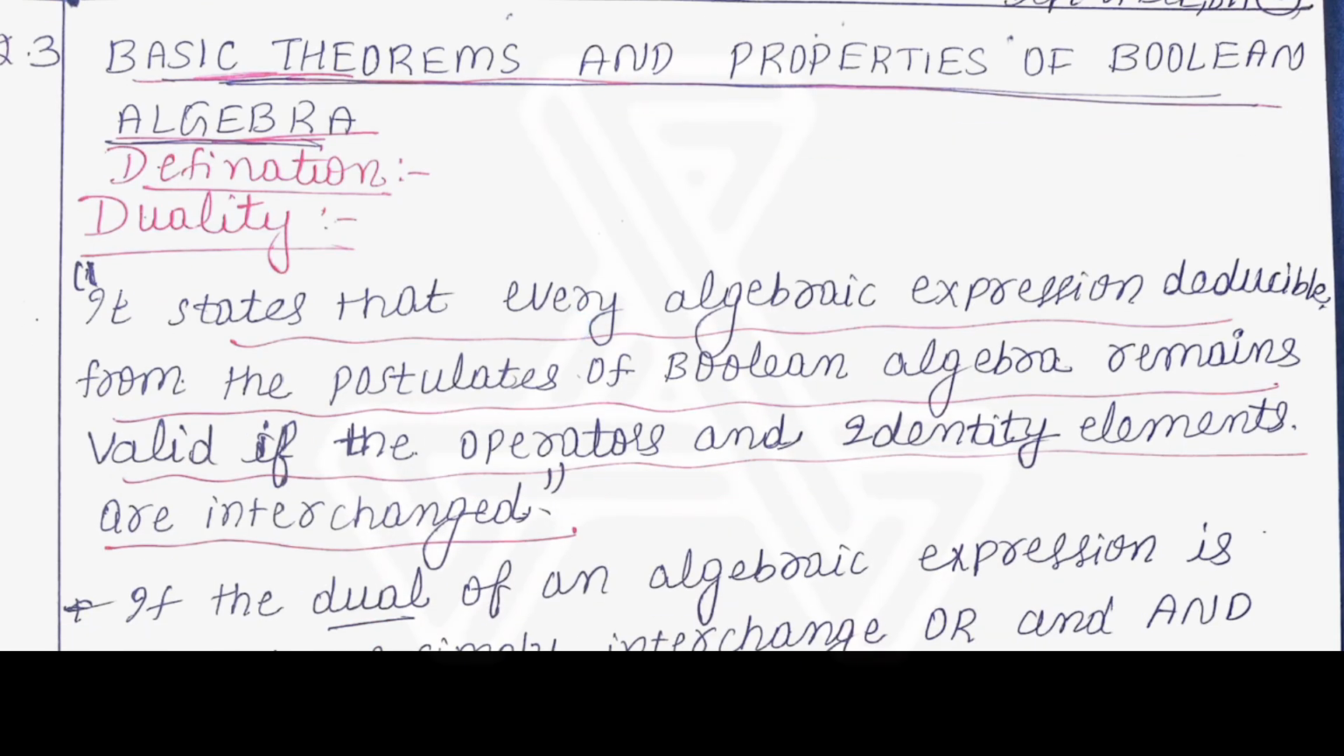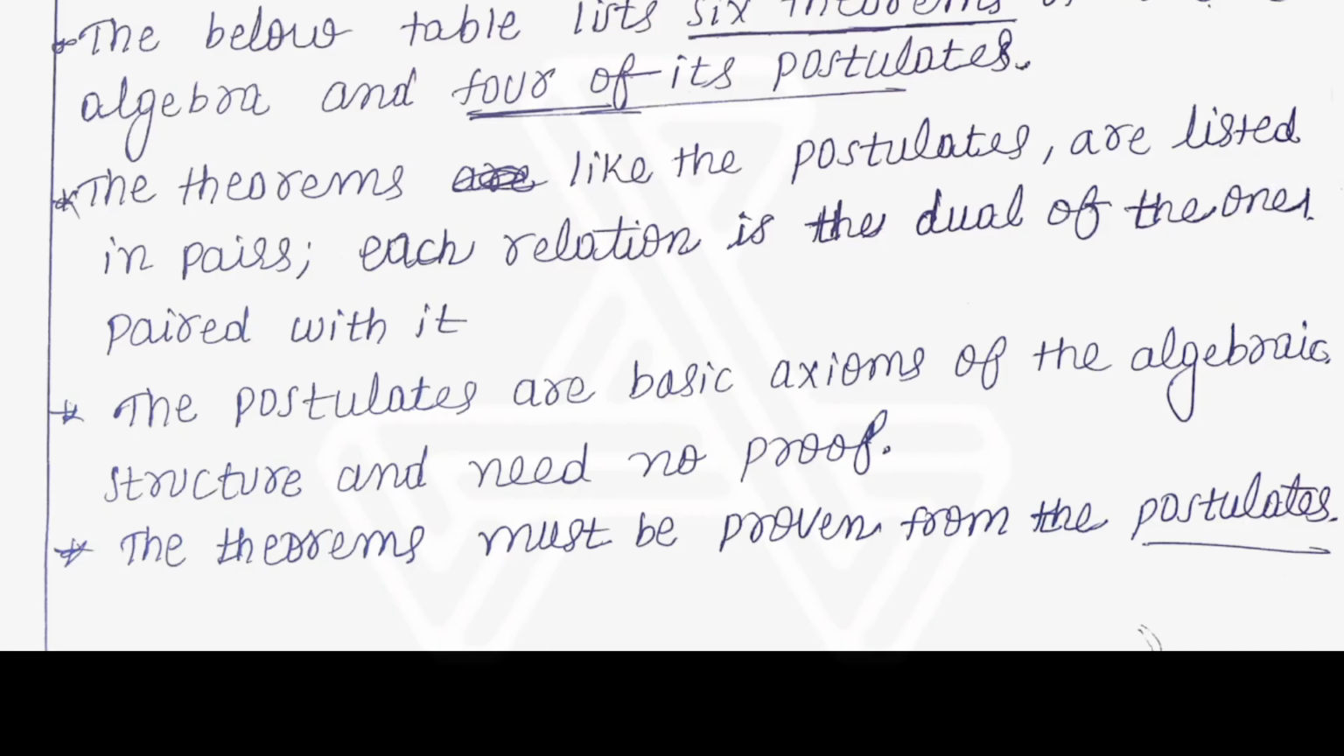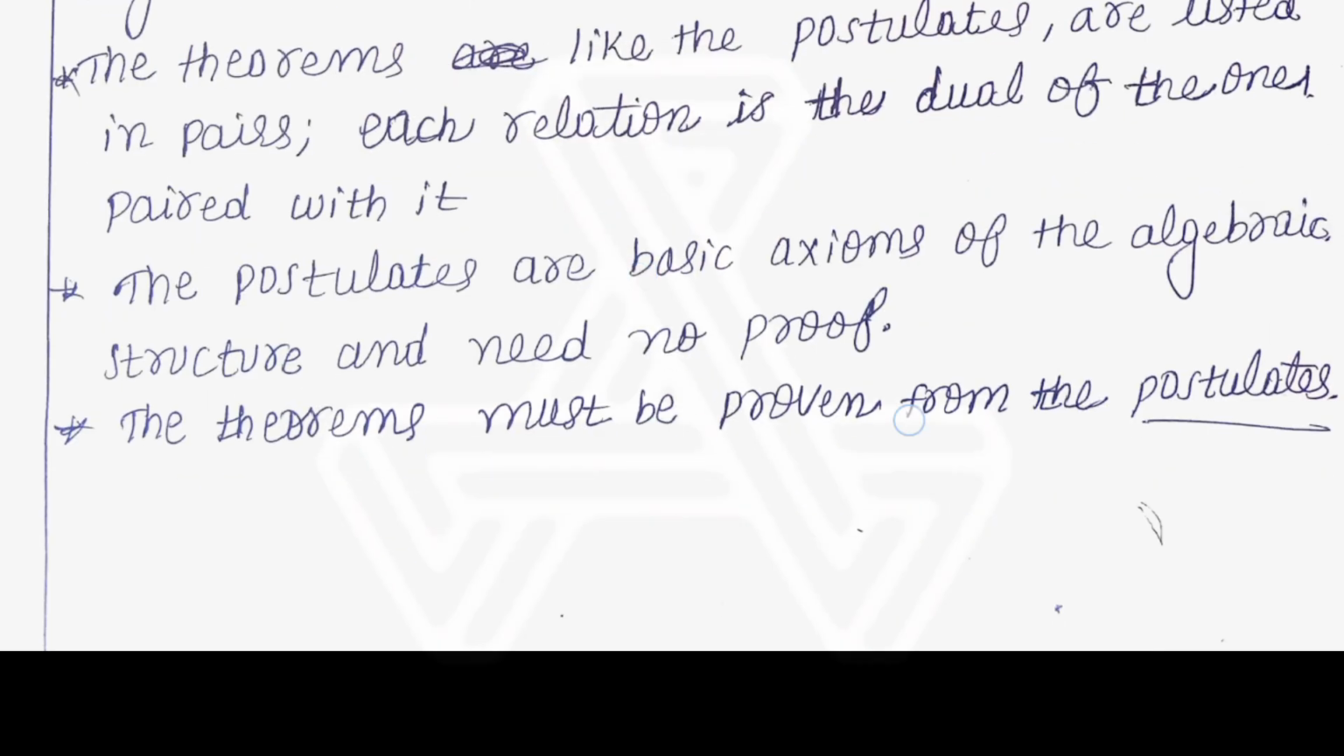Basic theorems and properties of Boolean algebra. Duality states that every algebraic expression deducible from the postulates of Boolean algebra remains valid if the operators and identity elements are interchanged. If the dual of an algebraic expression is desired, we simply interchange the OR and AND operators and replace ones by zeros and zeros by ones. Basic theorems: the below table lists six theorems of Boolean algebra and four of its postulates. The theorems, like the postulates, are listed in pairs. Each relation is the dual of the one paired with it. The postulates are basic axioms of the algebraic structure and need not be proven. The theorems must be proven from the postulates.